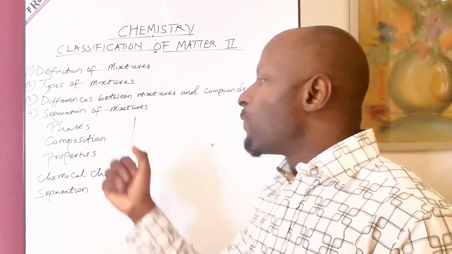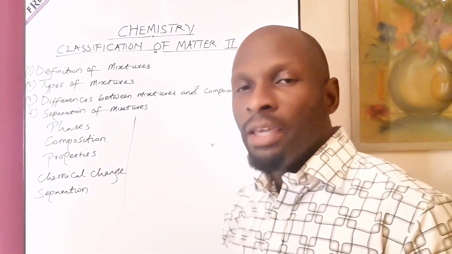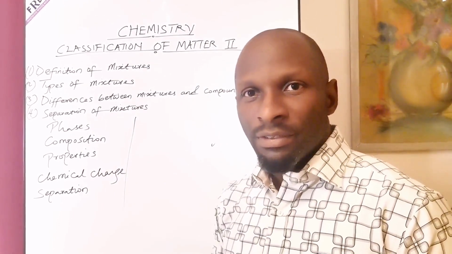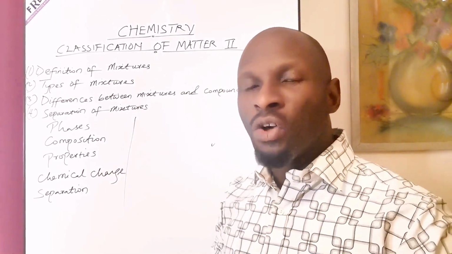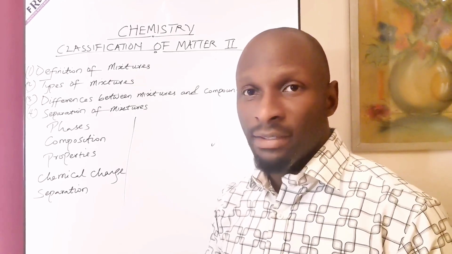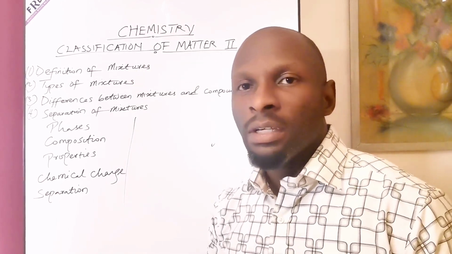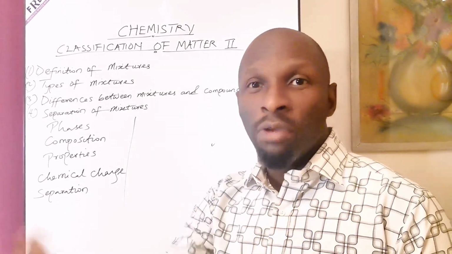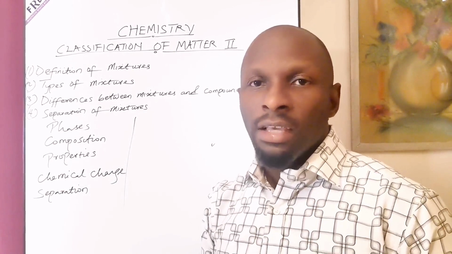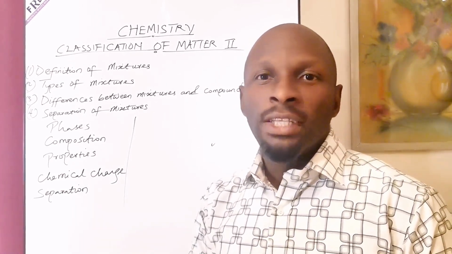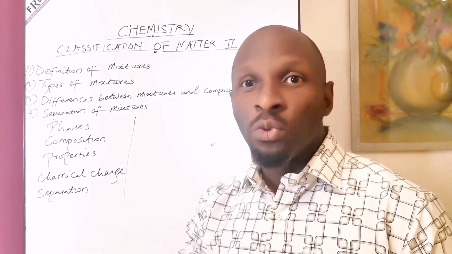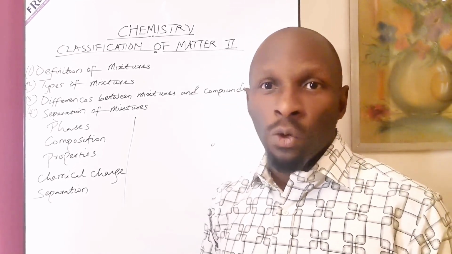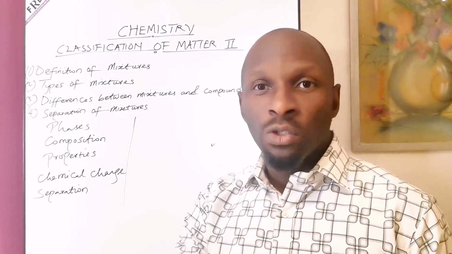Okay, in terms of composition, a mixture doesn't have a constant composition. It doesn't have a definite composition by mass. I'll give you an example. Let's assume I want to make a ginger tea and you also want to make a ginger tea. I could decide to use one tea bag and you can decide to use 2 tea bags. I can decide to use a lesser amount of water in comparison to the amount of water that you would use.